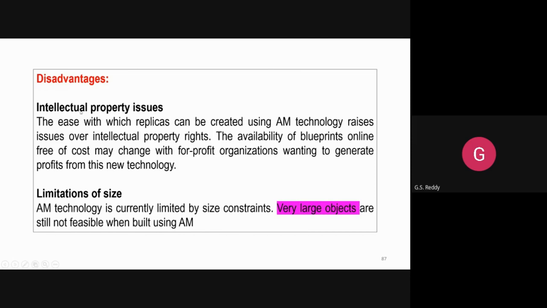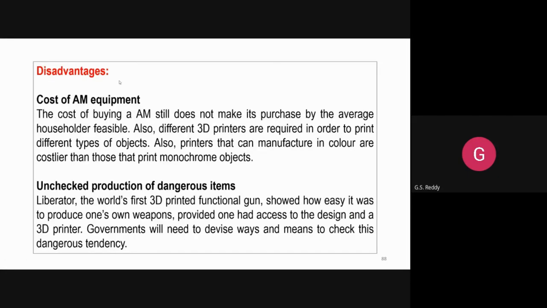Size limitation: AM technology is currently limited by size constraints. Very large objects we cannot produce today. That is one other disadvantage at this point of time. And the cost of AM equipment, of course, people are talking about 2 crores and 3 crores and things like that. They are prohibitively high.